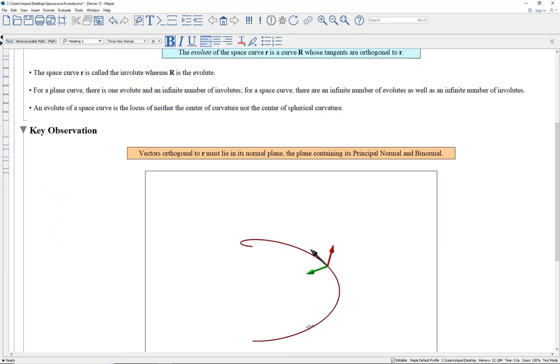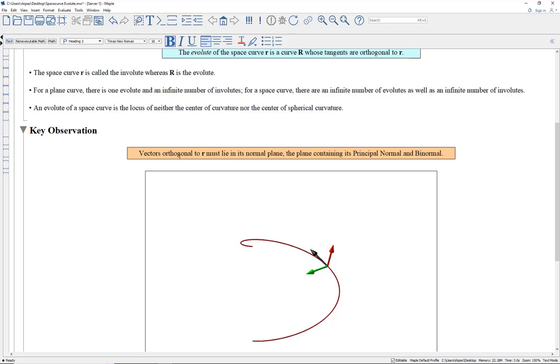This red curve is a helix, but what I have here is a triple of orthogonal vectors, the Frenet-Serret vectors: tangent, principal normal, binormal. Now remember, the evolute is a curve whose tangent vectors are orthogonal to the base curve. So the tangent vectors of this curve that we have to come up with are perpendicular to this black vector. So any vector that's perpendicular to this black vector lies in the plane of the normal and binormal. We'll call it the normal plane.